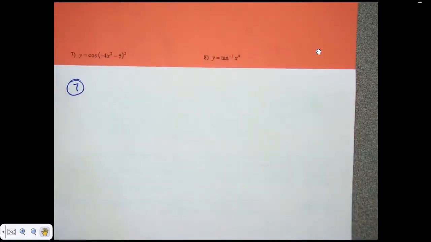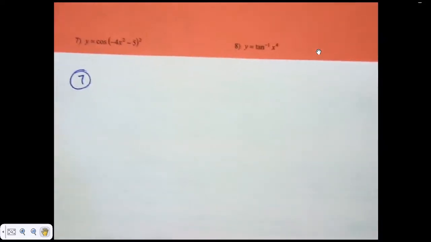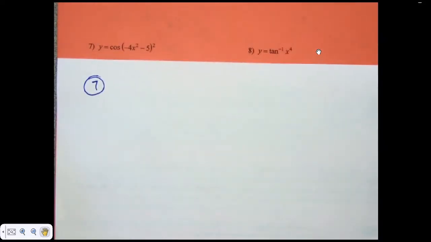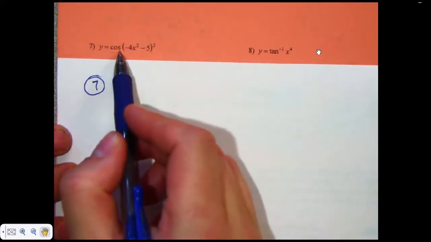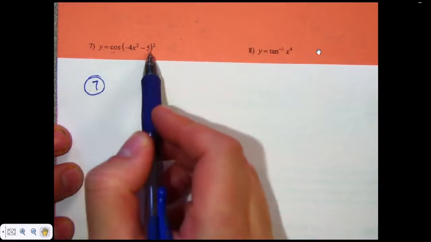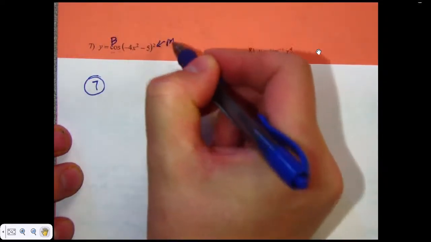On to number 7. So the biggest thing in number 7 to understand is that that squared does not apply to the cosine. That is not cosine squared, or that's not cosine of the whole chunk squared. It's the cosine of this thing squared. So the cosine is your big guy, the squared is your middle, and the inside is your little.